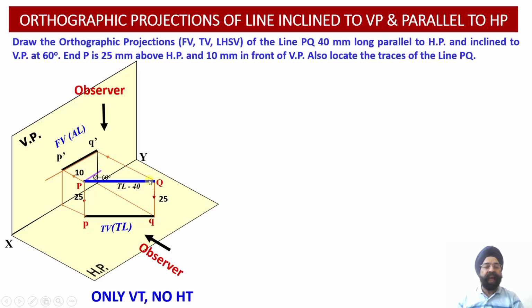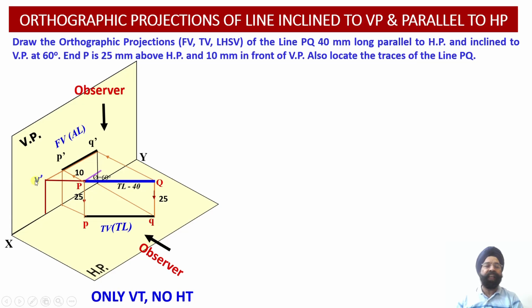Now this line PQ is inclined with respect to the vertical plane, and due to this inclination, the extension of this particular line PQ will intersect the vertical plane at the point V dash over here. So please check, this is our line PQ. If we extend this line, we find that it intersects the vertical plane at the point V dash.